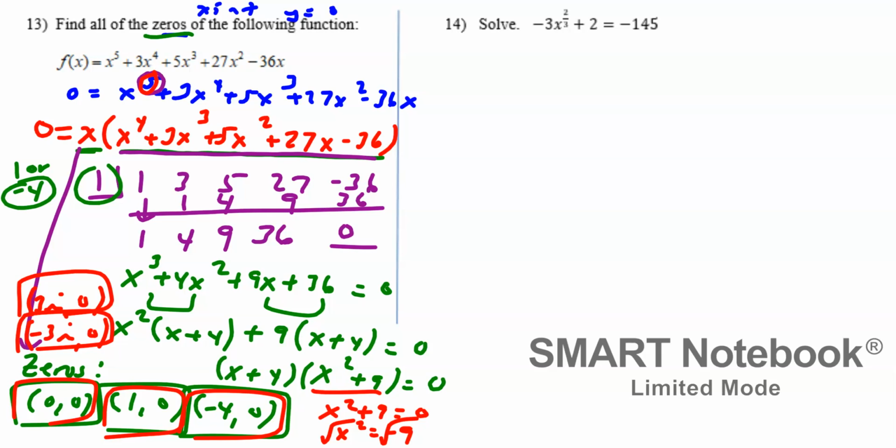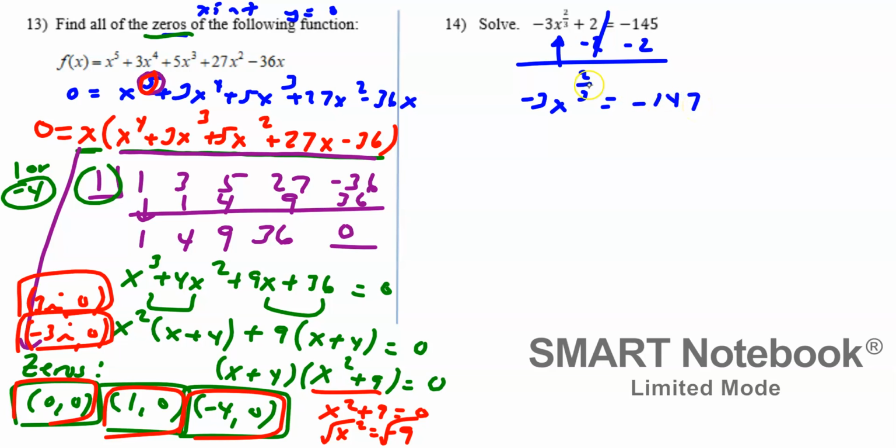Number 14, solve the following equation. Now we're dealing with rational exponents, and rational exponents really could also be written as radicals. But here's how I would solve this one. I would make sure to get x to the 2/3 by itself first before you do anything else. So I would remove the 2. Let's get rid of that. We have negative 3 x to the 2/3 power equals negative 147.